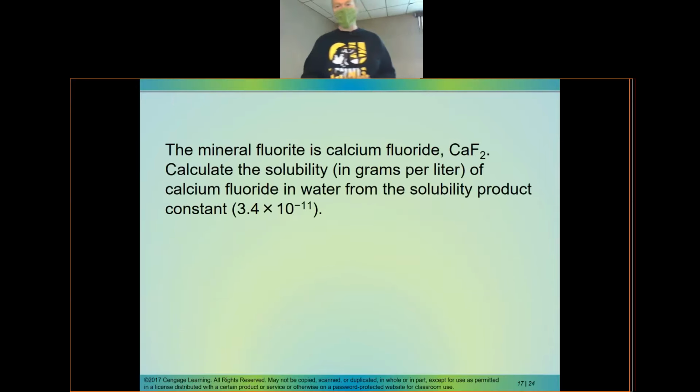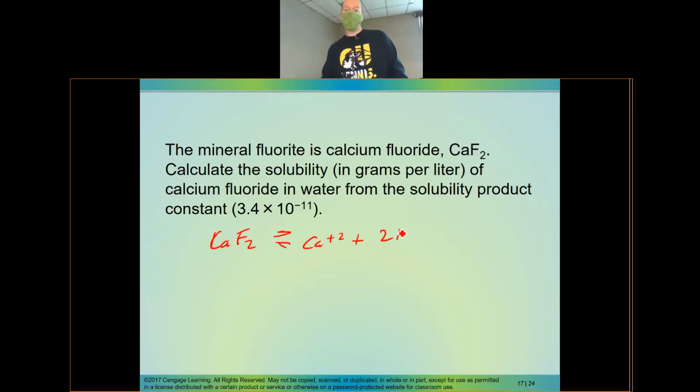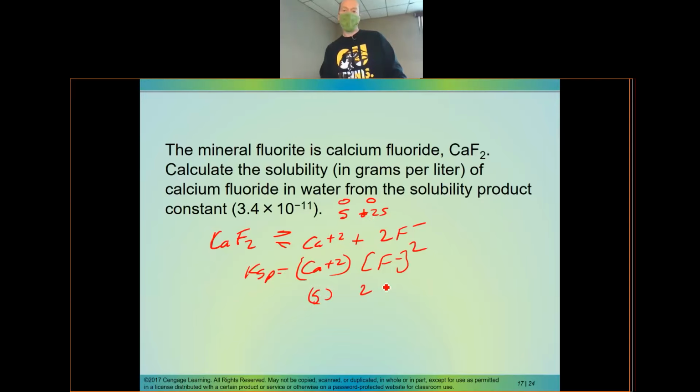All right, so yep, so they do the CaF2. All right, so again, when you do this, CaF2, Ca plus 2 and 2F minus. All right, so then your KSP is your calcium plus 2 and your F minus squared. All right, and so you have your initials 0 and 0, and so you have to go to the right, S and 2S. And so you plug that in, S and 2S. You have to square your 2S.